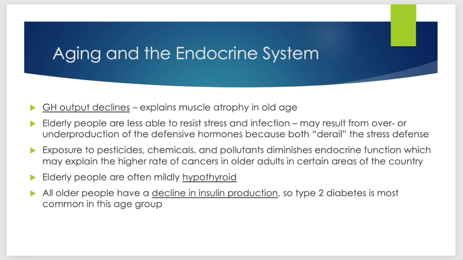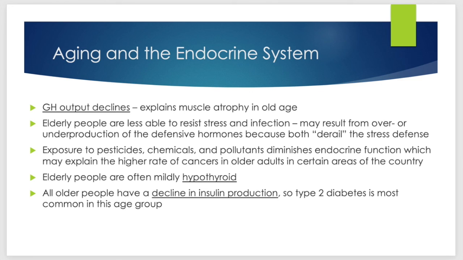And then other things that happen as we age would be that growth hormone output declines. That kind of explains why our muscles atrophy as we age. Elderly people are less able to resist stress and infection. That can be caused by either overproduction or underproduction of defensive hormones. Things that we've been exposed to throughout our lives, such as chemicals or pollutants, can diminish our endocrine function, which can also show why certain cancers appear more often in older adults in certain areas of the country because of exposure to those different kinds of chemicals or pesticides.